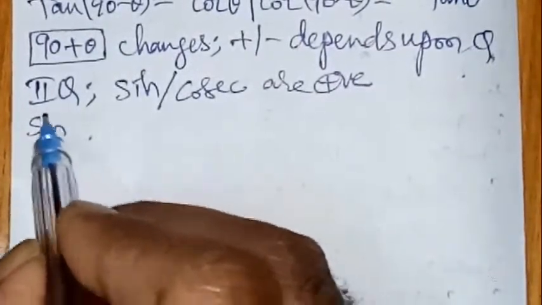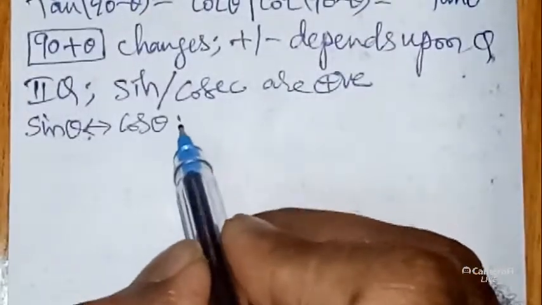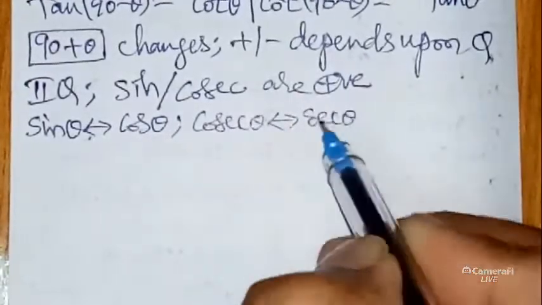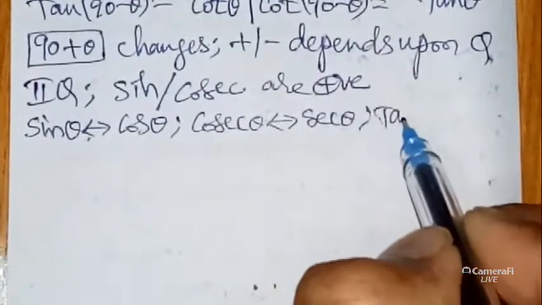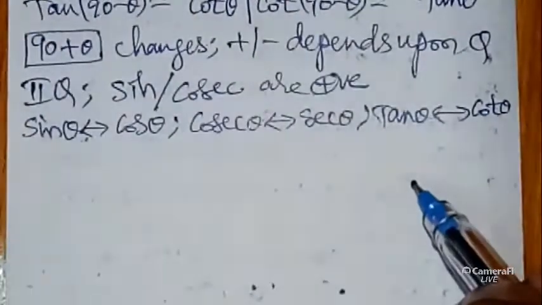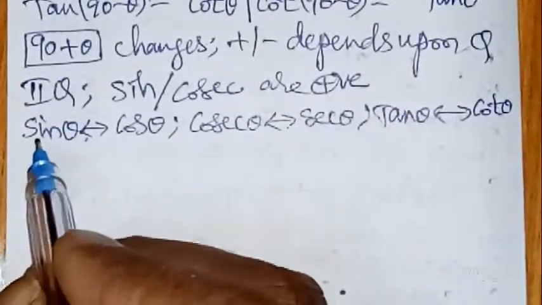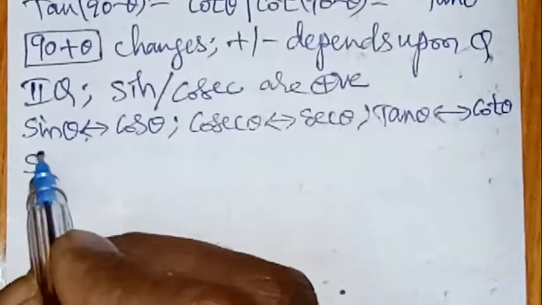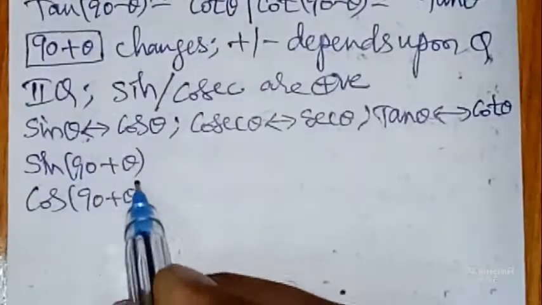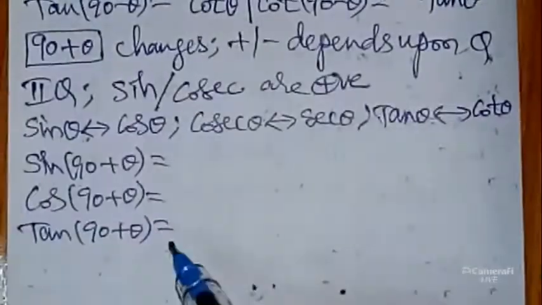I wanted to write here sin theta is changing to cos theta, cos theta is changing to sin theta. Next, cosecant theta is changing to secant theta, secant theta is changing to cosecant theta. Next, tan theta changes to cot theta, cot theta changes to tan theta, is our logic. Now I wanted to take 90 plus theta related values. So sin 90 plus theta, cos 90 plus theta, tan 90 plus theta related values.